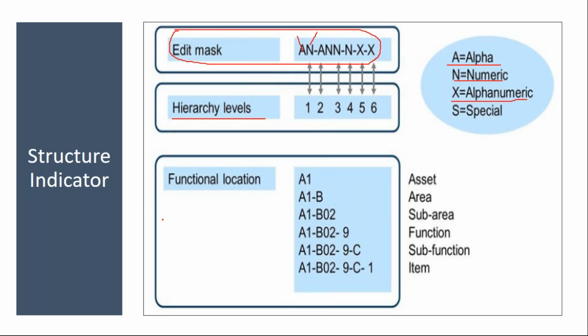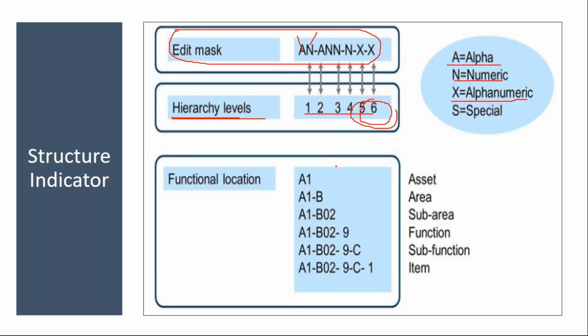How many hierarchies you want? So let's say here you see, of course it is 5. Maximum SAP recommends 6 levels. You can have more than 6 levels, but if you have more than 6, your system performance will come down. That's why SAP recommends to have maximum 6 levels.